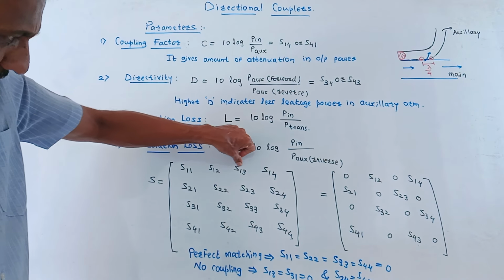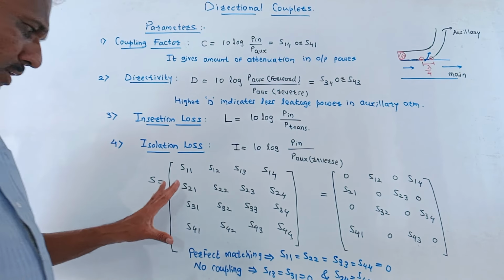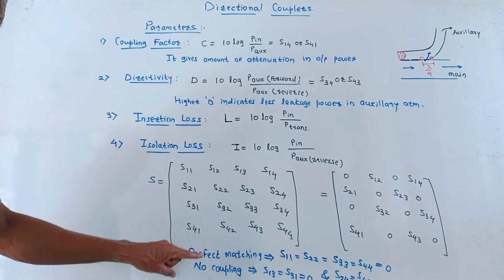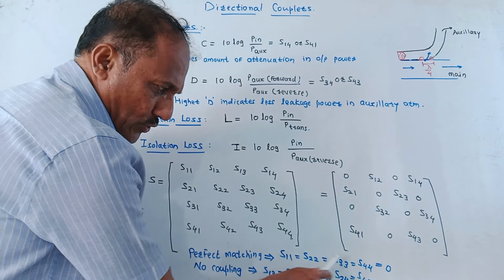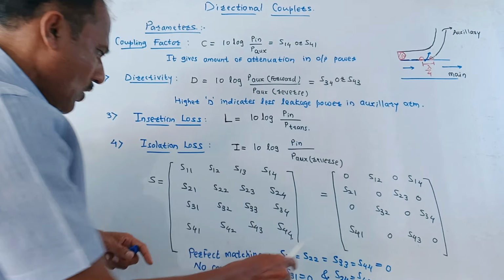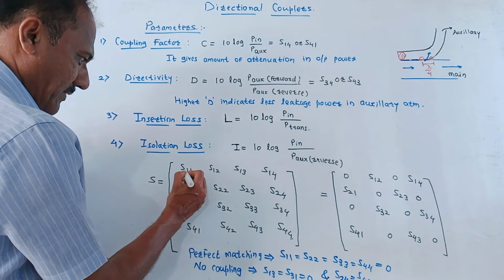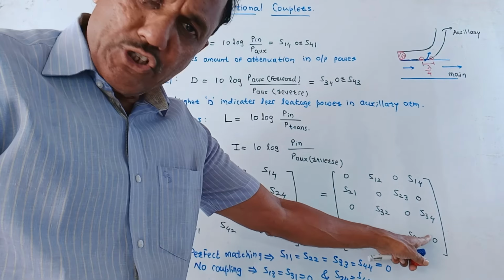S11, S12, S13, S14 up to S44. Now make the thing simple. There is a perfect matching. That means S11 is equal to S22 is equal to S33 is equal to S44 is equal to 0. So all these elements S11, S22, S33, S44 are written 0.